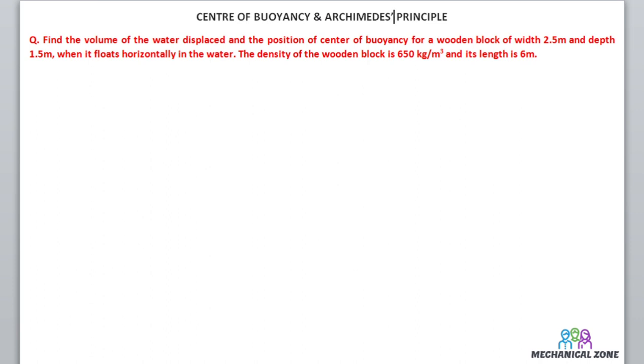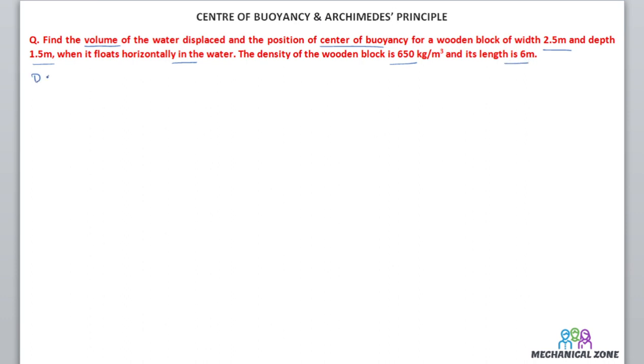First question is, find the volume of water displaced and the position of center of buoyancy for a wooden block of width 2.5 meter and depth 1.5 meter when it floats horizontally in water. The density of the wooden block is 650 kg per meter cube and its length is 6 meter.